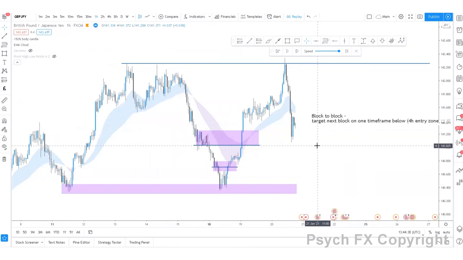It just depends on your preference, how long you want to hold trades, and all of these types of things.